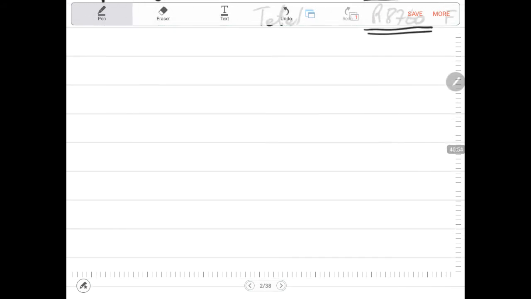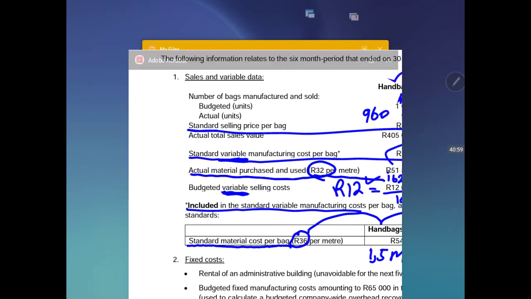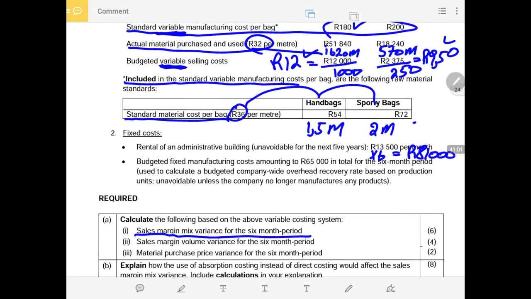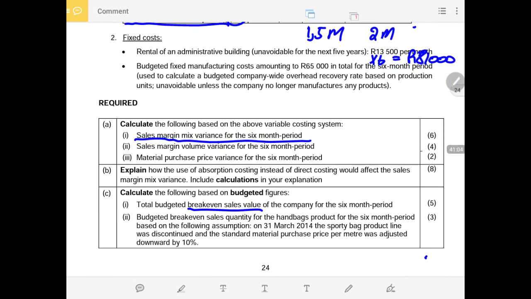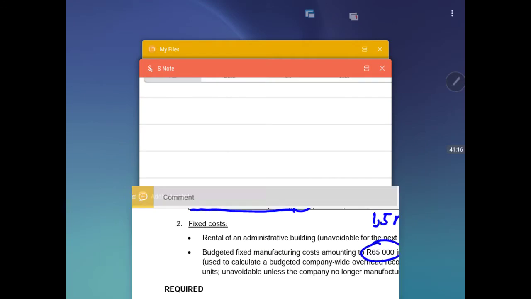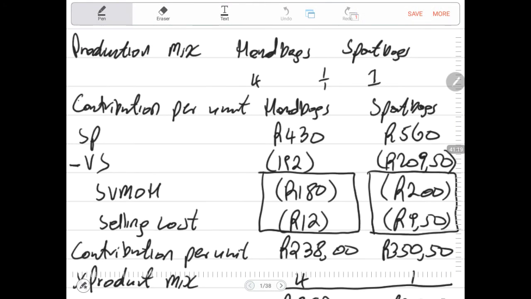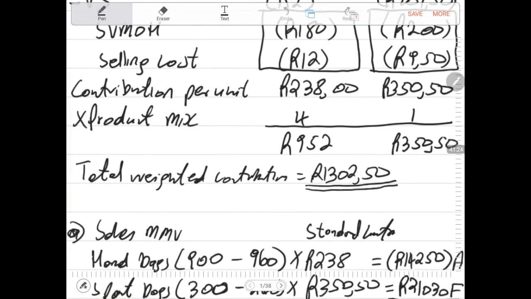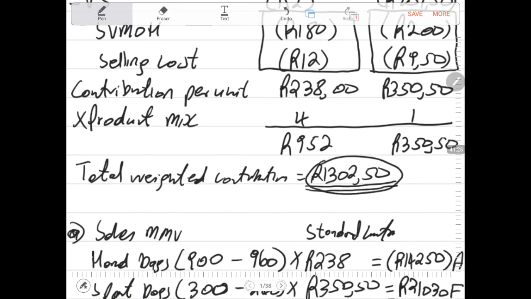Then now we go to the next requirement. The next requirement is the calculation of the break-even point sales value, and I've done all the calculations already. Now all I need is the fixed cost of 81,000 rand plus 65,000 rand, and I divide that by the contribution, which I've already calculated. My contribution, after taking into account the product mix, I've calculated there.